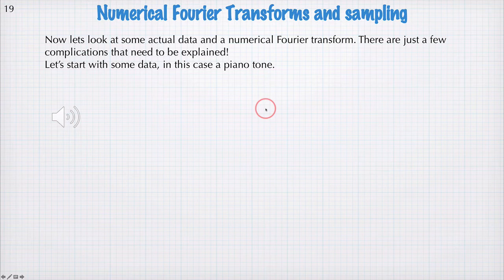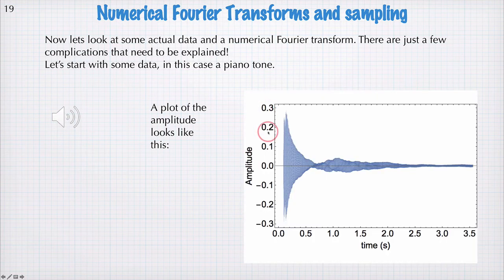We'll start with some data. In this case, it'll be acoustic data from a piano that sounds like this. So it's a simple piano tone. If we plot the time series of this data, we see something like this. So this amplitude here is the pressure in the sound wave as measured with a microphone, and we plot it as a function of time.